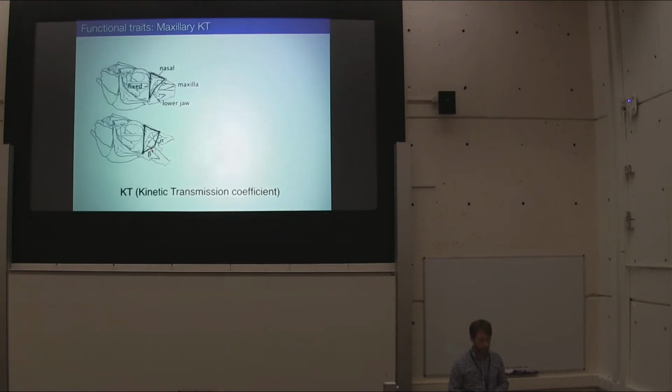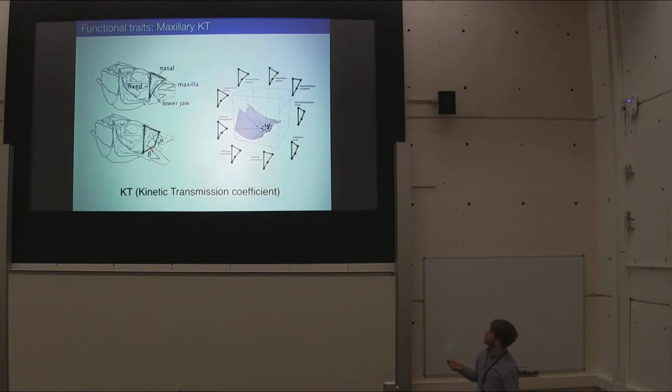Then we have maxillary KT. This is a more complicated measure that involves modelling the highly kinetic elements of the acanthomorph feeding apparatus as a four-bar linkage. Essentially this just shows that when the lower jaw opens, this drives the rotation of the maxilla, and it's this change in angle of the lower jaw to the change in angle of the maxilla that makes up the kinematic transmission coefficient value.